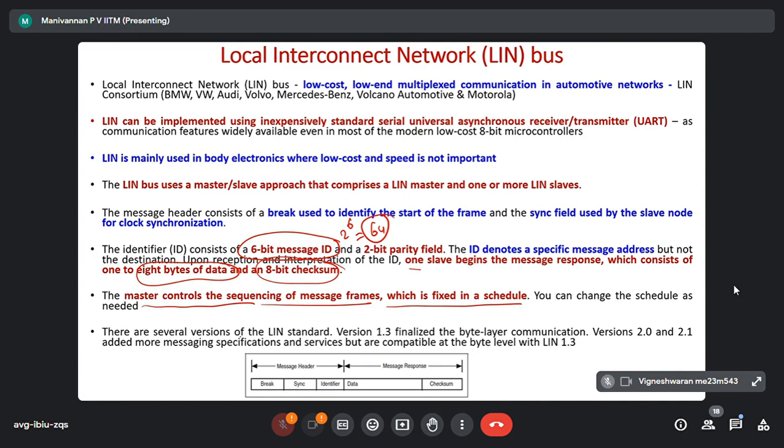There are several versions of LIN standards. Version 1.3 defines the byte layer communication. You have versions 2.0, 2.1 also with more features. If you want to do this, you have to go and look at the standard. There are different versions for CAN too, like CAN 2.0A, 2.0B, and CAN FD, the latest one, which is 8 megabits. For the CAN bus also there are different versions. You have to look into what each version means.